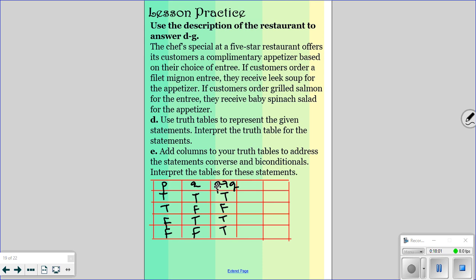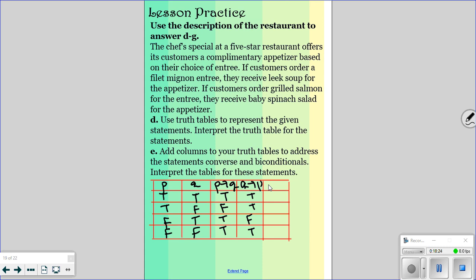So the converse, you do Q, then P. So that's going to be true, true, false, true. And it's going to be true if they receive leek soup, then that means that they ordered filet. And if they receive baby spinach, that means they ordered salmon.